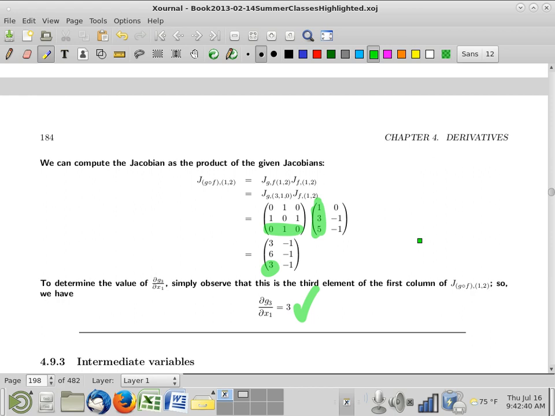Okay. I guess what we've saved ourselves is the trouble of doing all of that arithmetic. Right? We didn't really need to compute the other 5 entries of this product Jacobian if, in fact, all we're interested in is that partial derivative. Everybody see what's going on there?